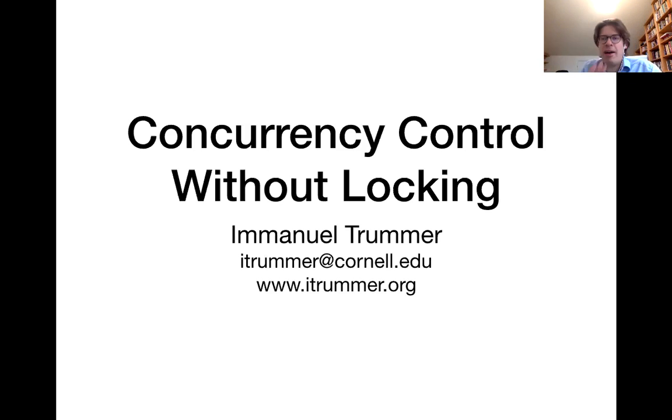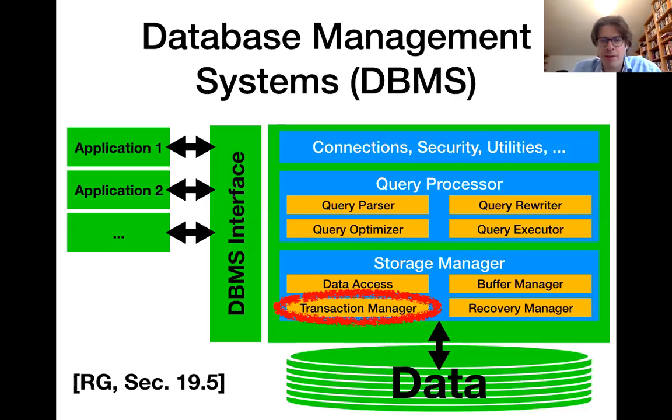But there are various alternatives, and in the following, we're going to see a little overview of those alternatives. So within this course overview slide, we are still talking about the transaction manager, and the relevant chapter in Ramakrishnan and Gehrke is specifically chapter 19.5 for those concurrency control methods which are not based on locking.